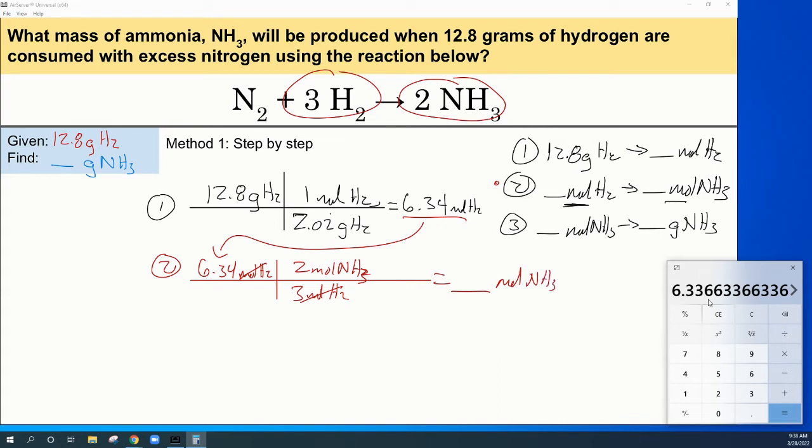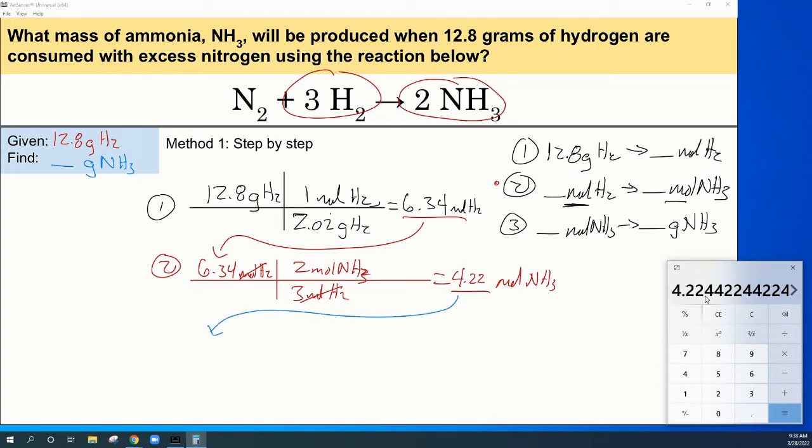I'm going to go to my calculator. I'm going to take this answer. I'm going to try and keep all of my decimal places there. So I'm literally just going to hit now times 2 divided by 3. If you retype that number in, that's not the end of the world, but you're going to have a little bit of a rounding error. So you're going to have 4.22, maybe 4.23, depending if you rounded or not. But that's how many moles of ammonia are going to be produced.